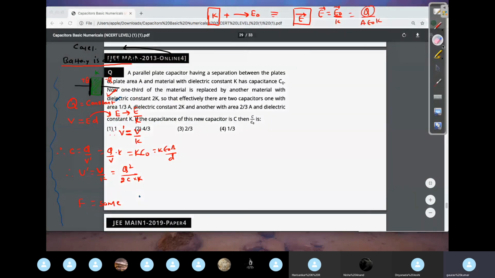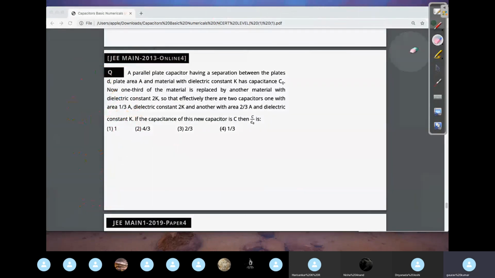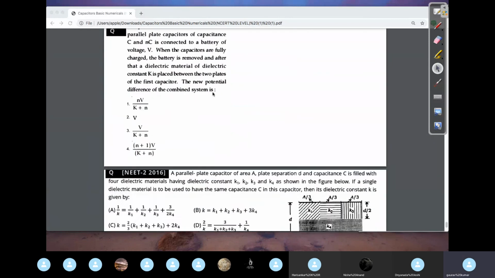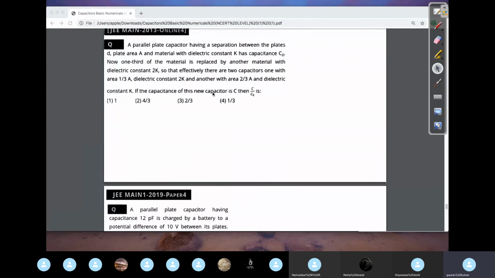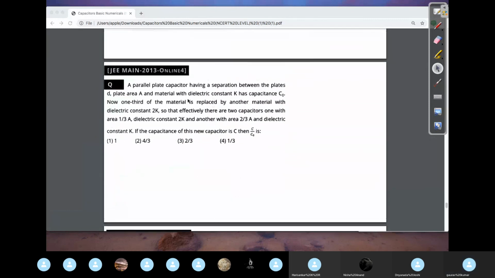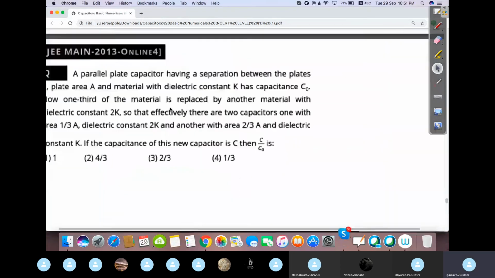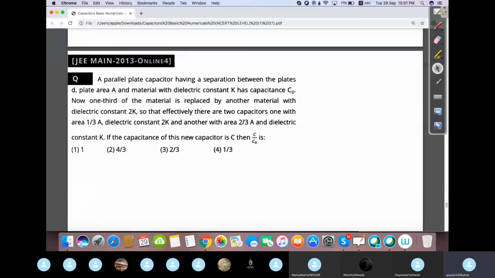Let's remove this now. Understood. We are carrying this. Now we know all things, so we'll solve the questions. 1, 2, 3, 4, 5. Oh, 5 questions. But they all are easy only. They're not difficult. Or we will leave it for today.